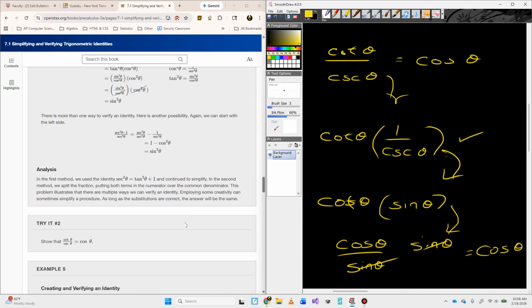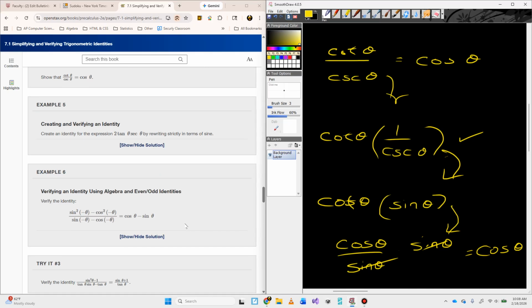All right, what else can we do? Creating and verifying an identity. Create an identity for the expression 2 times tan theta secant theta by rewriting strictly in terms of sine. So we want to rewrite this only in terms of sine. So here's the solution that they're looking at.